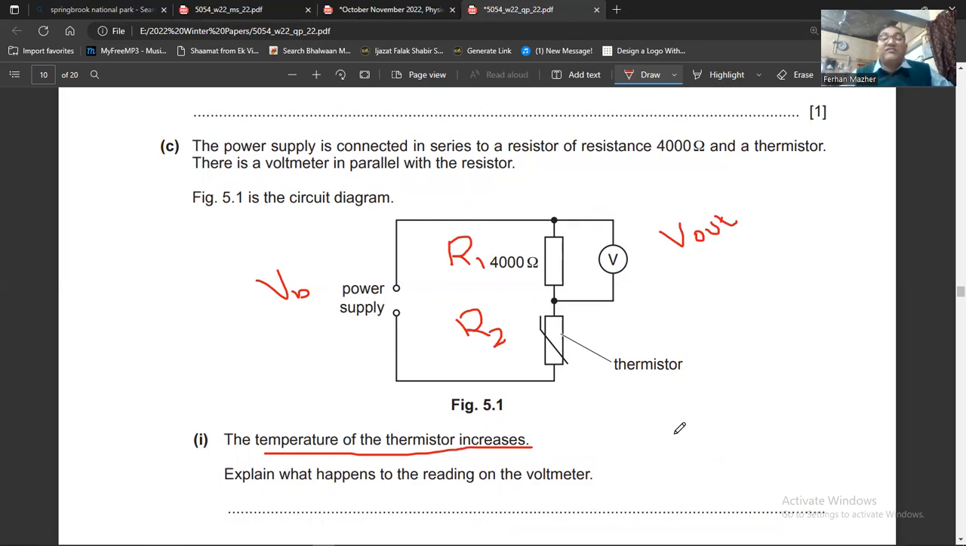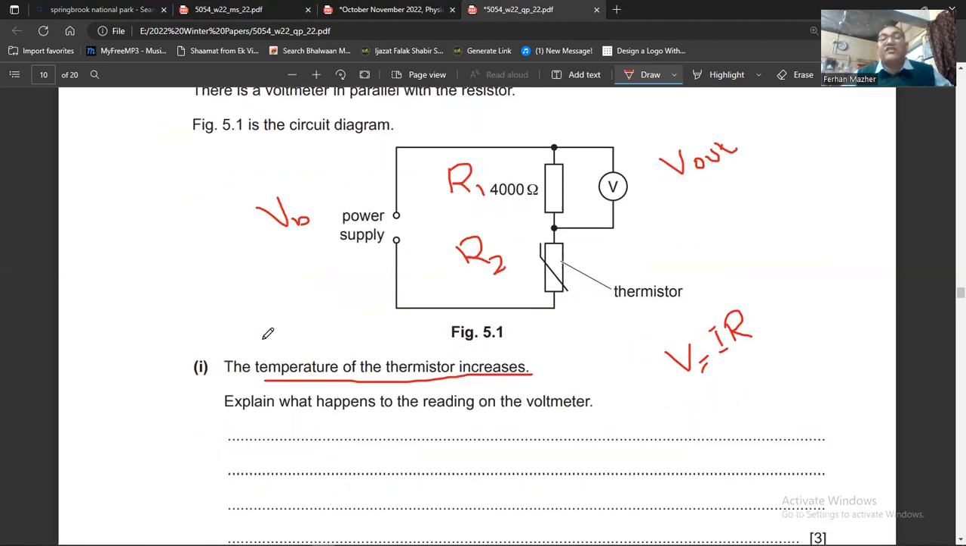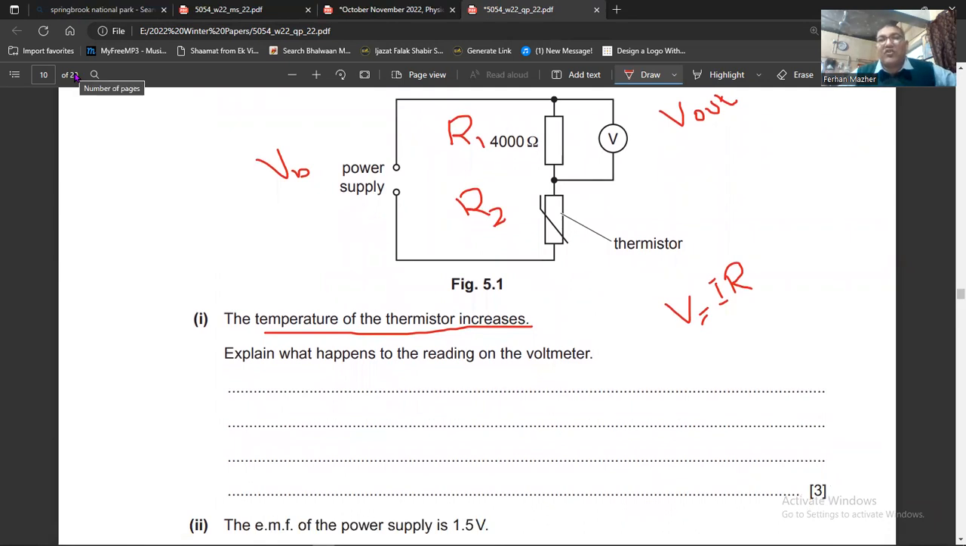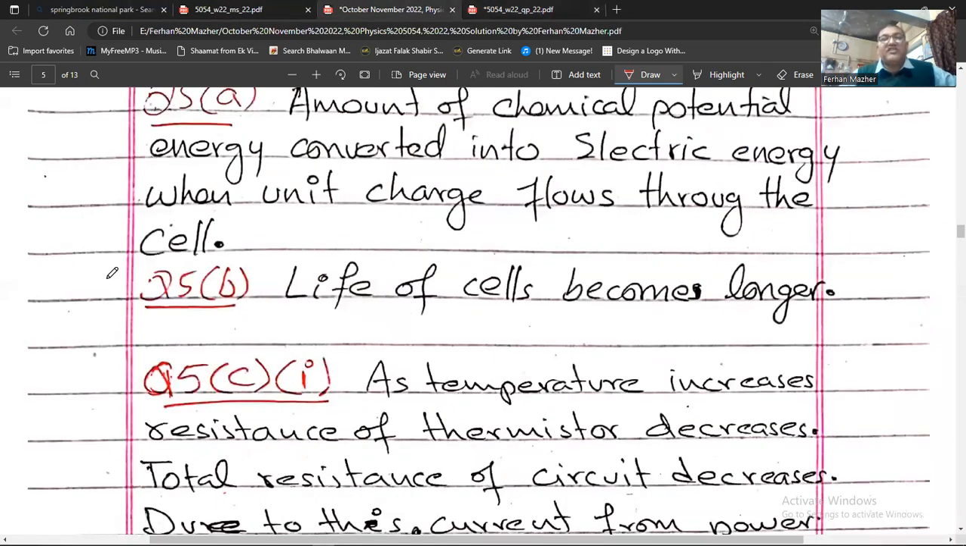And we know that V is equal to, V is equal to what? IR. If the R is still the same, but the I value has increased, that means the voltage drop across this will also increase. It's a 3 marks question, and I hope you understand my explanation.